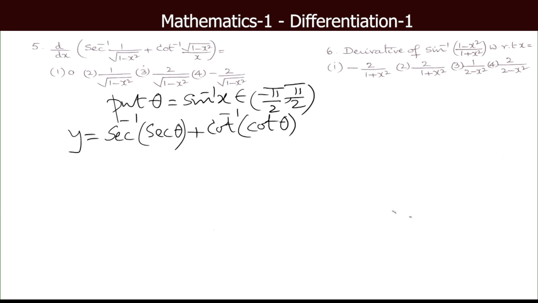Well, here the problem arises. This is theta, inverse secant theta is theta, plus r cotangent cot theta, some integer multiple of pi plus theta.